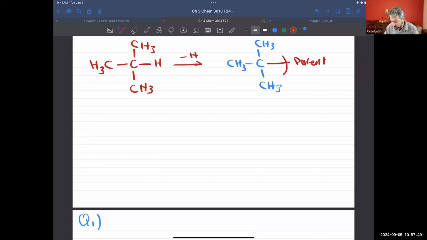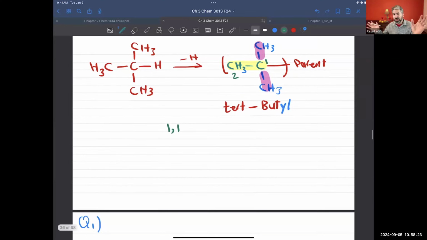What's the name for this one? The common name for it is tert-butyl. That's a common name for them. What's the IUPAC name for it? You start from the first carbon. You go 1, 2. You have 2 carbons there. Let's highlight them. How many substituents are attached to them? 2 of them. And where are they? On the first carbon. Why 1? Because I have 2 methyls, 1 and 1. They are sitting on the first carbon.